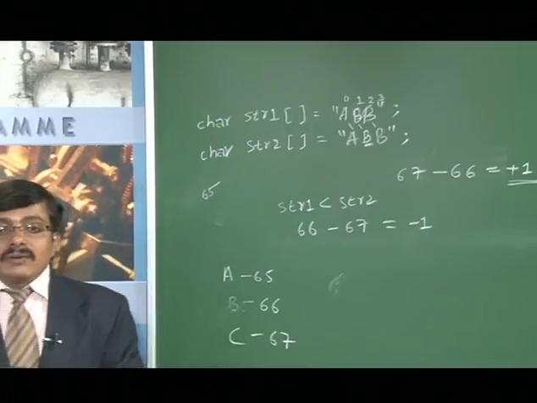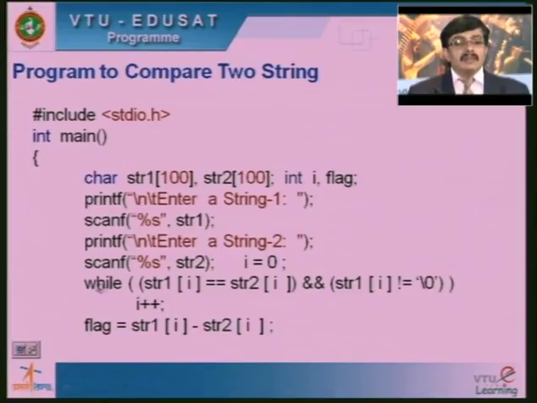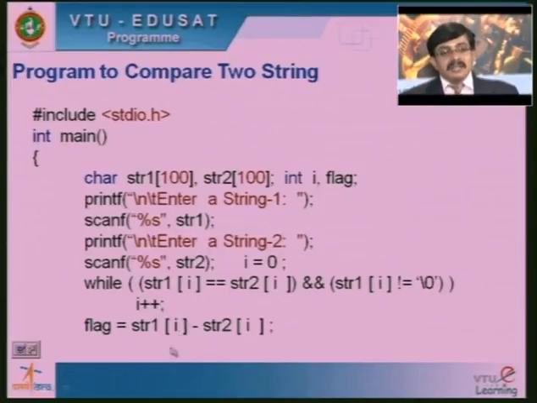So when I has become 3, str1 of 3 is a null character. It is equal to str2 of 3 also, because I have taken the same string there. So now it is equal. Now I check the condition, str1 of 3 not equal to null character. Here it is equal to null character, so I will be coming out of the while loop. When I come out of the while loop, I is not incremented, make a note. So now what happens is str1 of 3 minus str2 of 3.